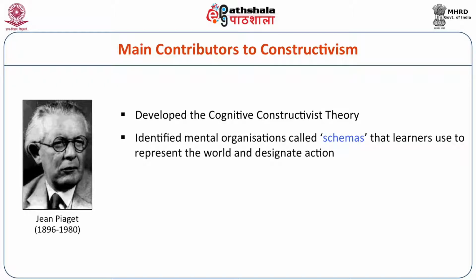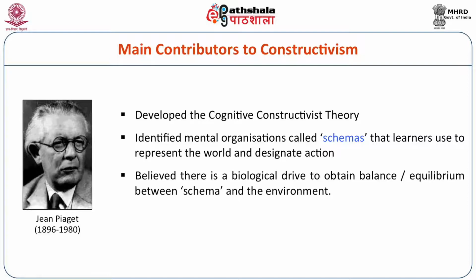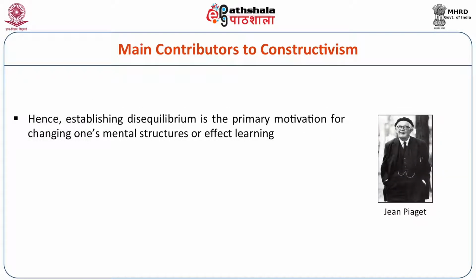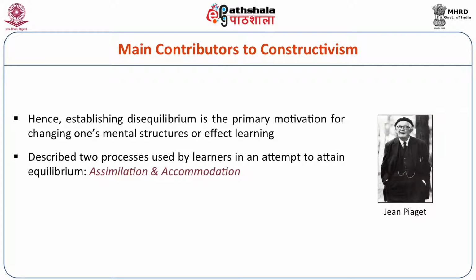He identified mental organizations called schemas that learners use to represent the world and designate action. He believed that there is a biological drive to obtain balance or equilibrium between schema and the environment. Hence, establishing this equilibrium is the primary motivation for changing one's mental structures or affecting the learning. He described two processes used by learners in an attempt to attain equilibrium: assimilation and accommodation. Both these processes are used throughout life.